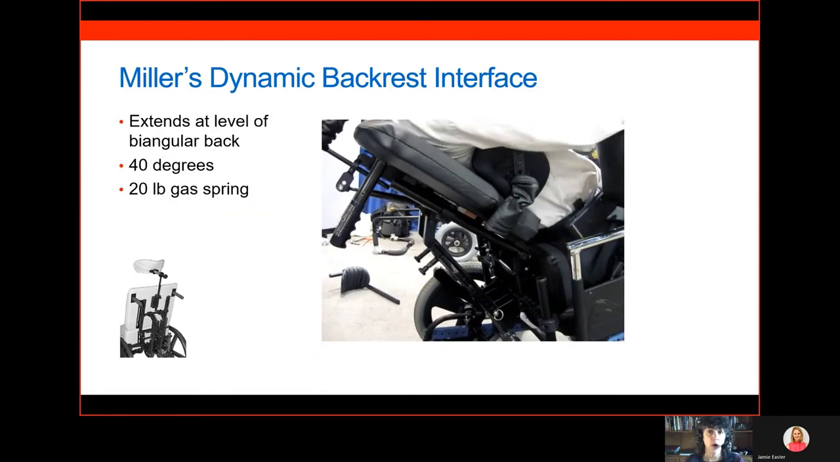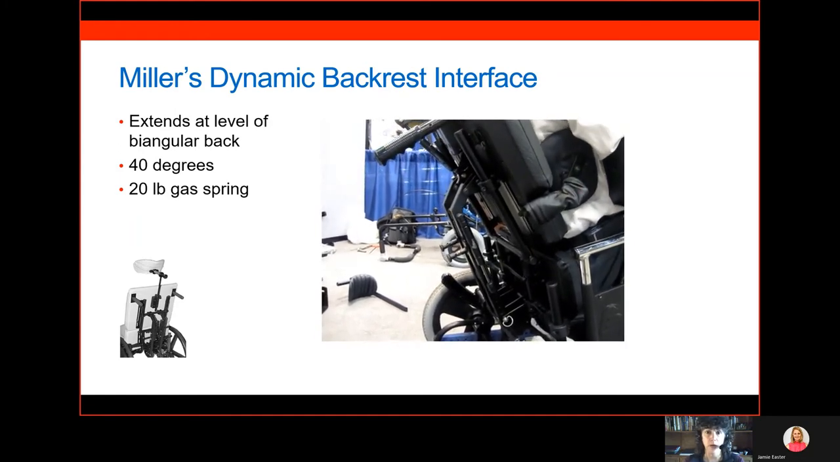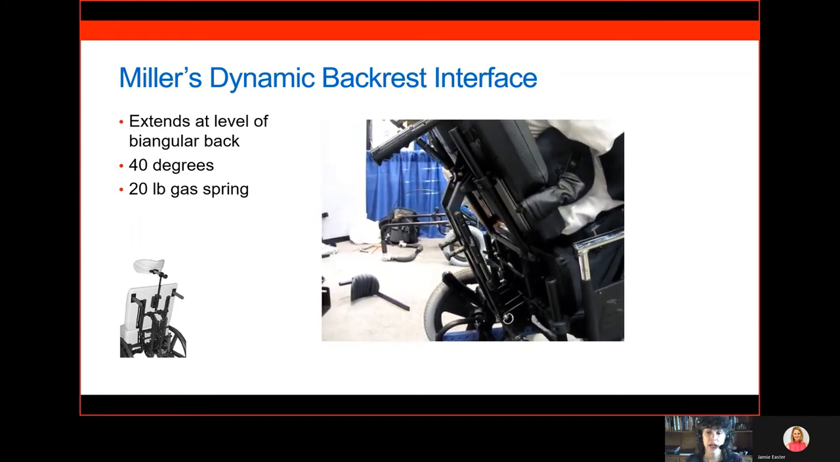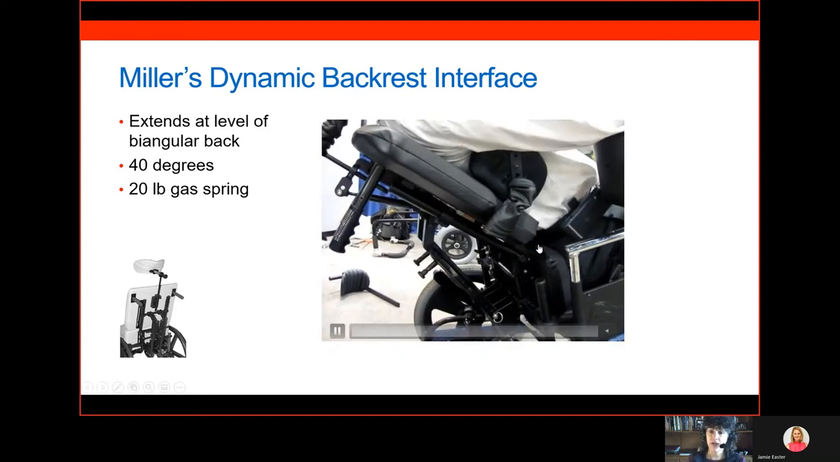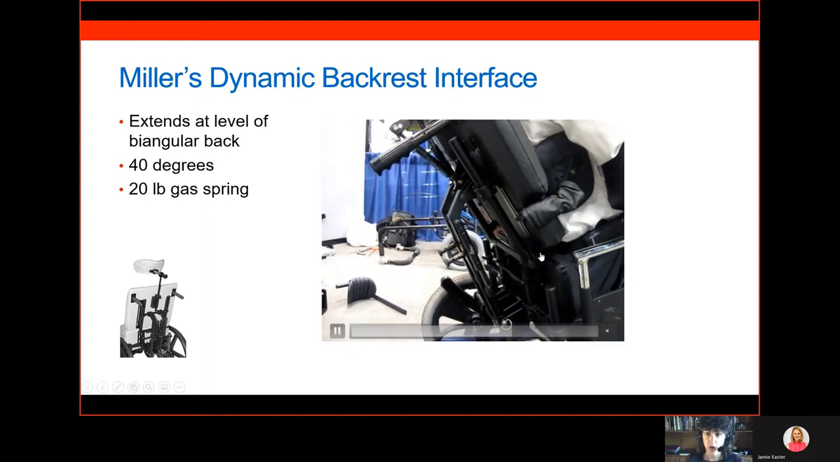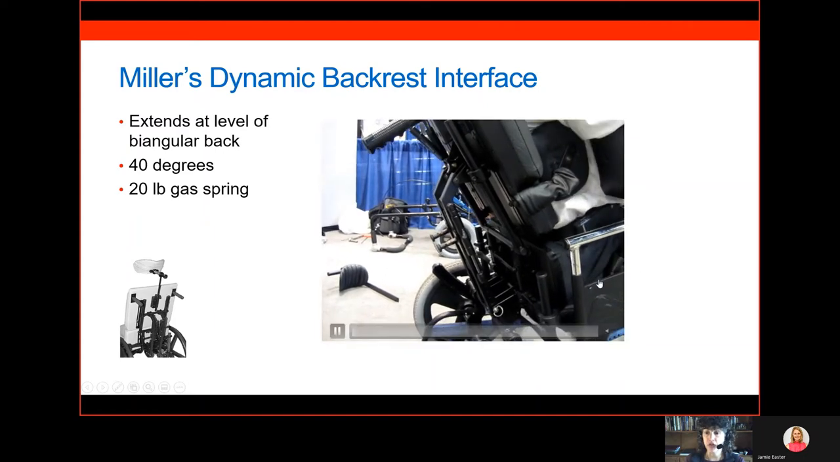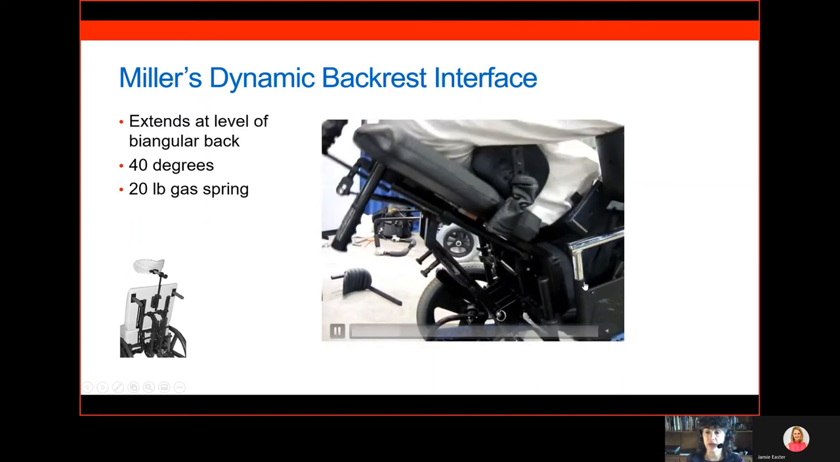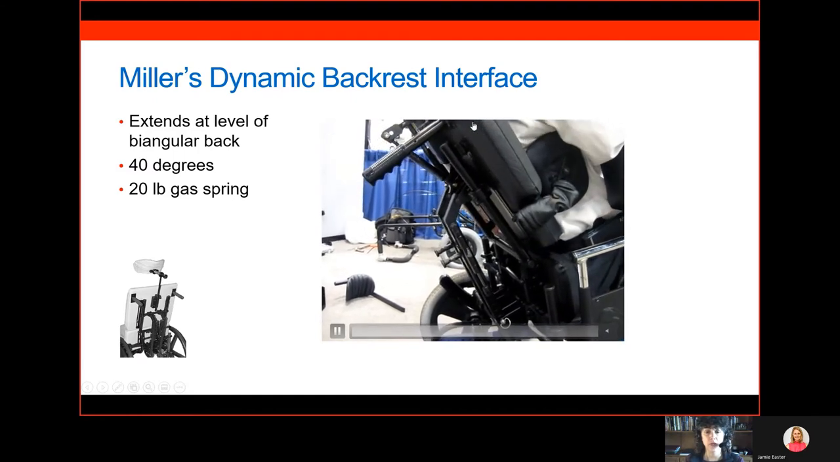Miller's Adaptive Hardware has a number of dynamic products, and this is their dynamic backrest interface. It extends at the level of a biangular back. This is very important because we're trying to keep the pivot point higher up so that the client will maintain the position of their pelvis. So you can see that the lower portion remains in a static position and only the upper piece moves.